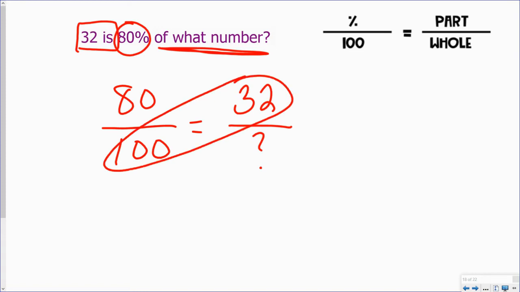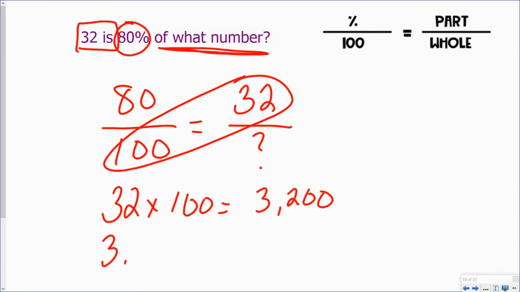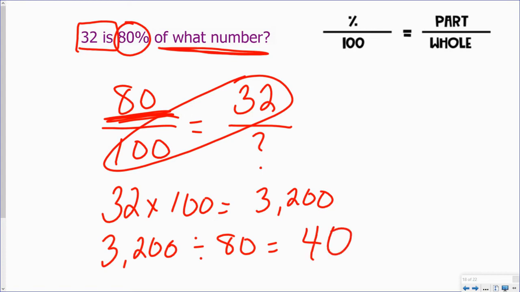So again, I take my 32, multiply by 100, get 3,200. Take my 3,200 and I divide it by the 80 that's there. And that gets me a total of 40. So the whole that is missing here is 40.